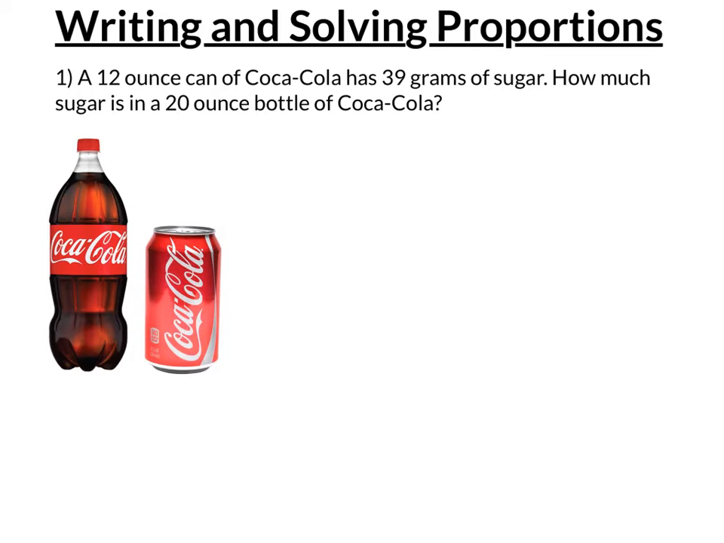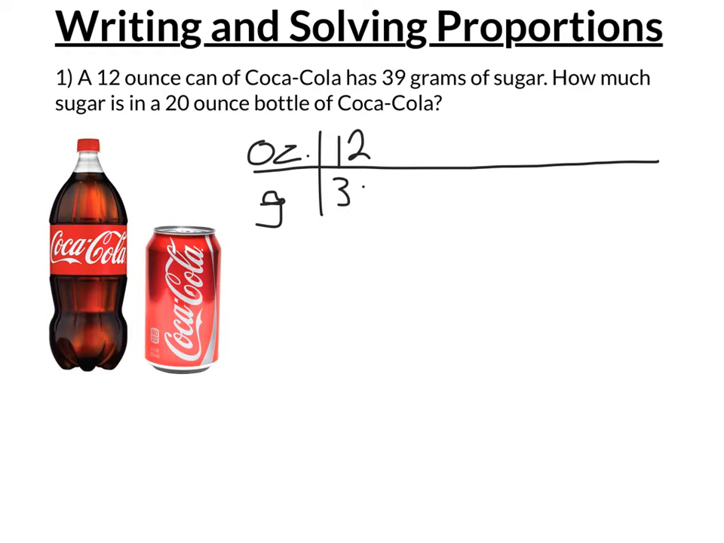Number 1 says, a 12-ounce can of Coca-Cola has 39 grams of sugar. How much sugar is in a 20-ounce bottle of Coca-Cola? So one way we looked at solving this is using a ratio table. If we have ounces on top of the table and grams of sugar on the bottom, we can start with 12 ounces gives us 39 grams, and we would try to work our way up to 20 ounces and find what is here. We can use G to represent our missing value for grams.